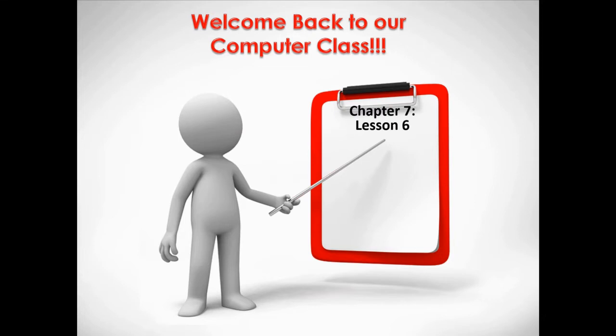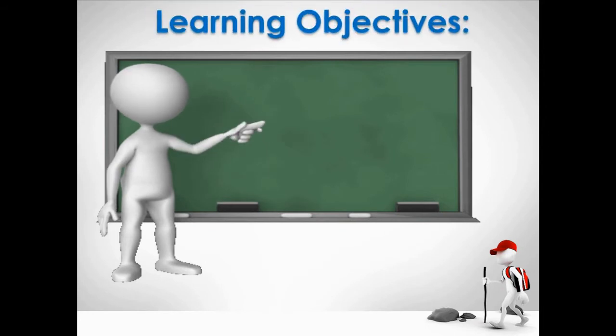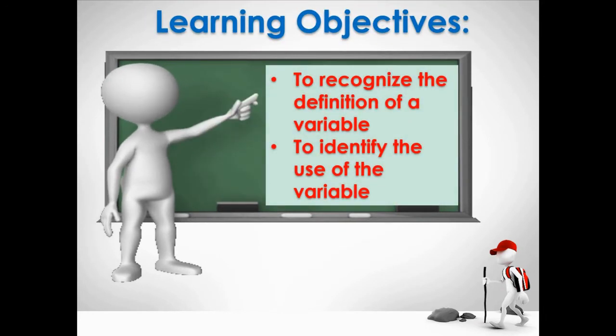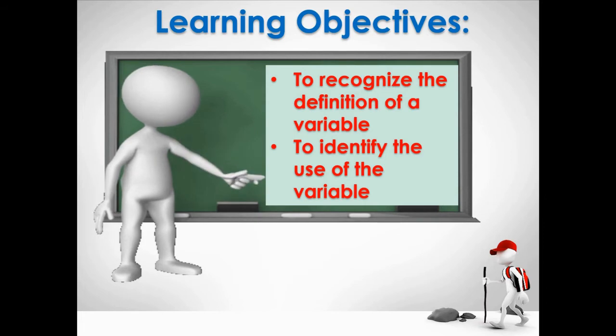We are now in Chapter 7, Lesson 6. It's about variables. This lesson can be found on your textbook pages 78 to 80. And here are the objectives of today's lesson. First, to recognize the definition of a variable, and second, to identify the use of the variable.